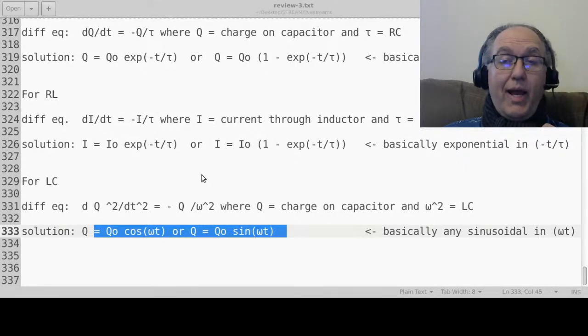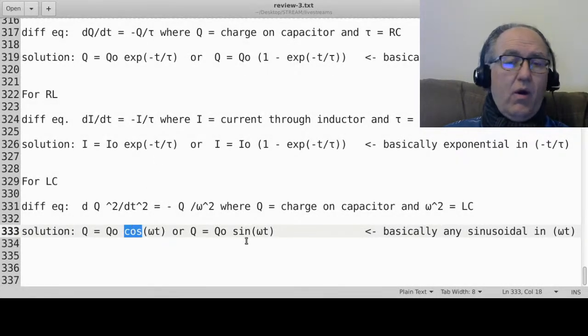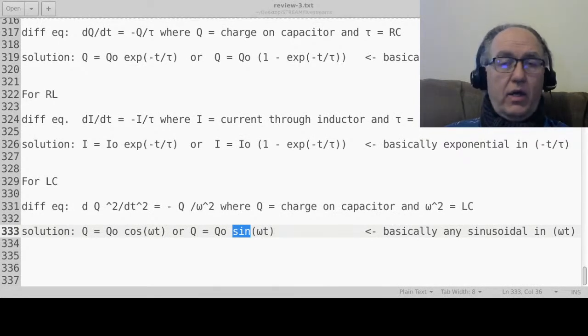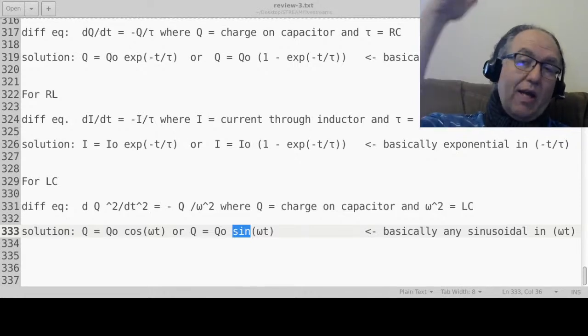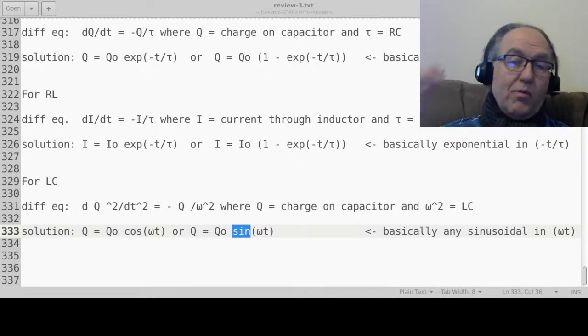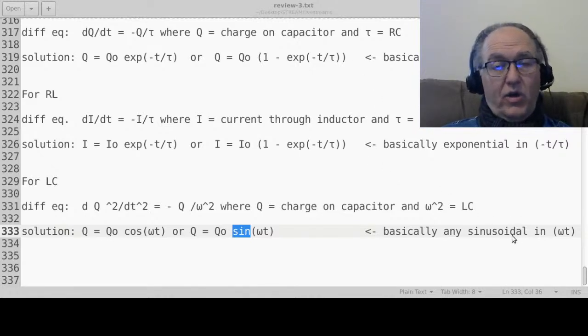Now in my lecture I only did the cosine, but when you differentiate a sine twice, you're going to get back a sine, because every time you differentiate a sine you get a cosine, every time you differentiate a cosine you get a sine. So if you start from sine you'll get sine, cosine, sine. If you start from cosine you'll get cosine, sine, cosine. So basically it's any sinusoidal function.